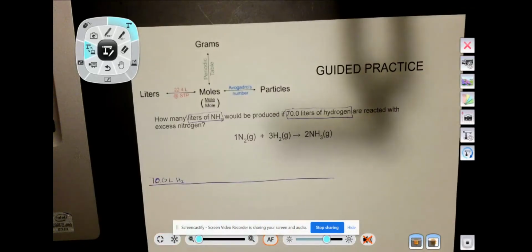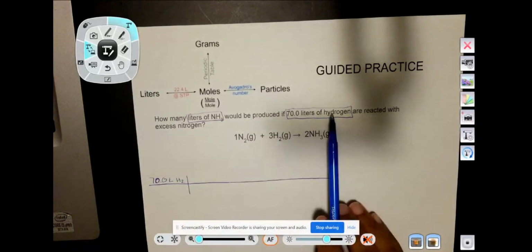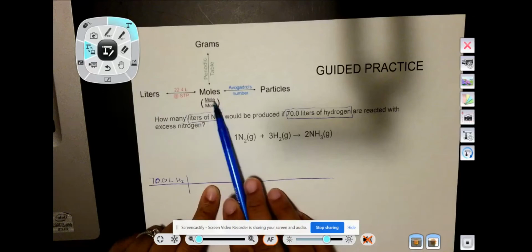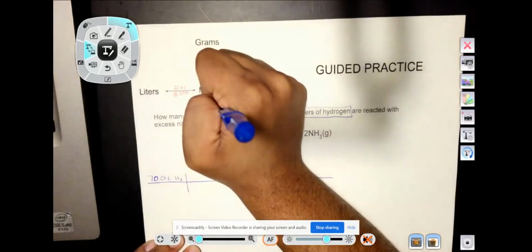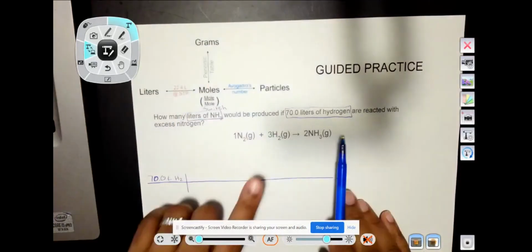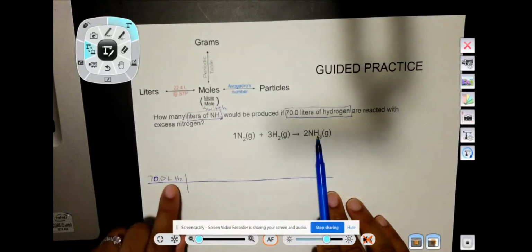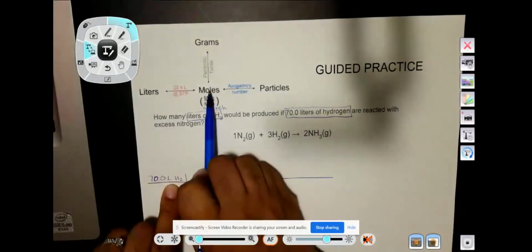Okay. And so now I'm starting with hydrogen and I'm trying to get to NH3. And in order to do my switch, which is this guy right here, my units have to be in moles. So in order to do the switch, which I'm going to write right here, from hydrogen to NH3, I have to be in moles. And right now I'm in liters. So I'm going to have to convert from liters to moles.